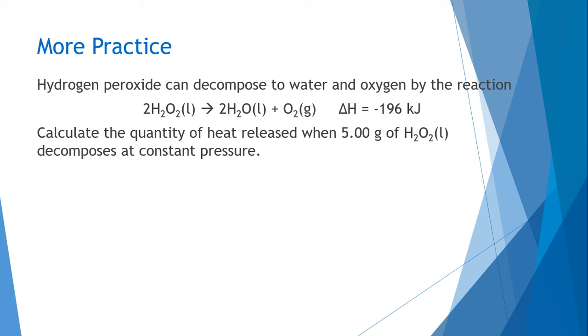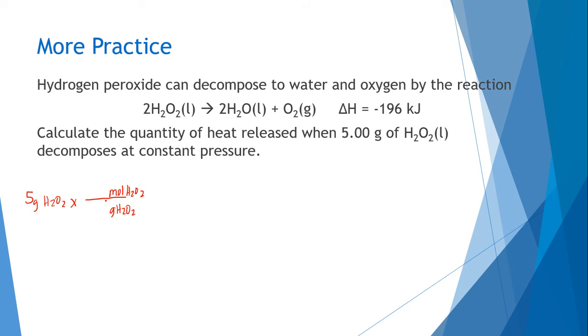So here I want to calculate the heat released. So yes, it makes sense that this is a negative sign when H2O2 decomposes. And yes, it's decomposing. So let's start with what we know. 5 grams of H2O2. Again, your middleman is always going to be moles. So if I want to cancel this, grams of H2O2 are going to go on the bottom because they're opposite. Moles of H2O2 is going to go on the top.